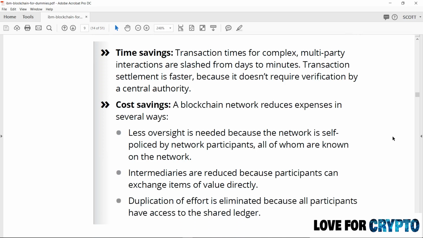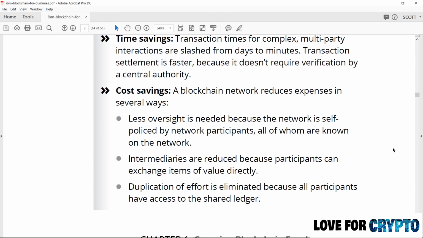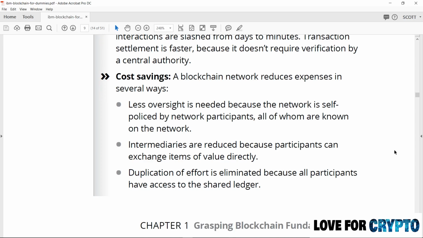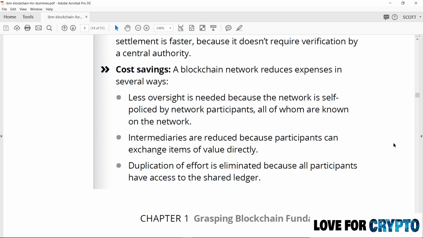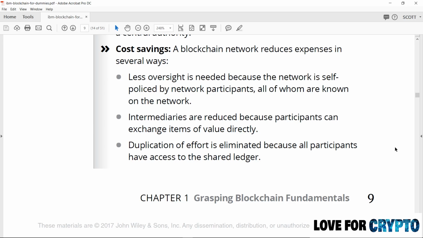Cost savings. A blockchain network reduces expenses in several ways. Less oversight is needed because the network is self-policed by a network of participants, all of whom are known on the network. Intermediaries are reduced because participants can exchange items of value directly between each other peer-to-peer. Duplication of effort is eliminated because all participants have access to the shared ledger.